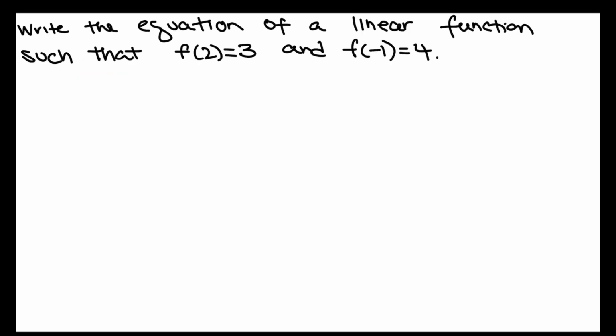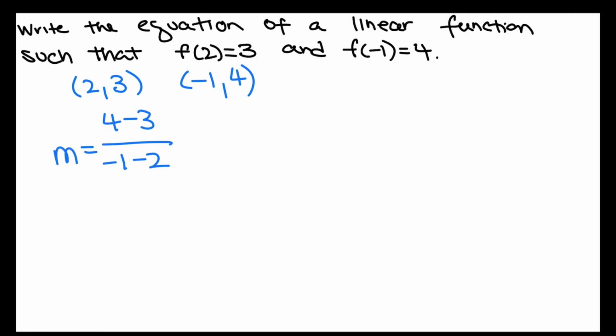Here's another example. Write the equation of a linear function such that f of 2 equals 3 and f of negative 1 equals 4. So technically we're given 2 points on this line, just in function notation. F of 2 equals 3 means that when x is 2, the y value is 3. F of negative 1 equals 4 means when the input x is negative 1, the output, or y, is 4.